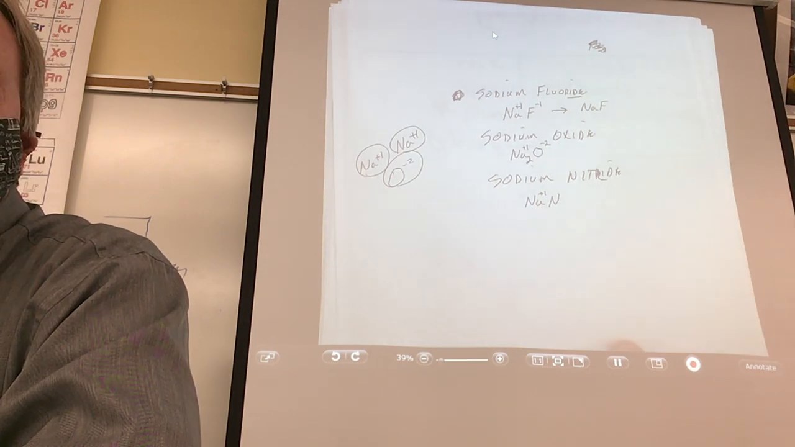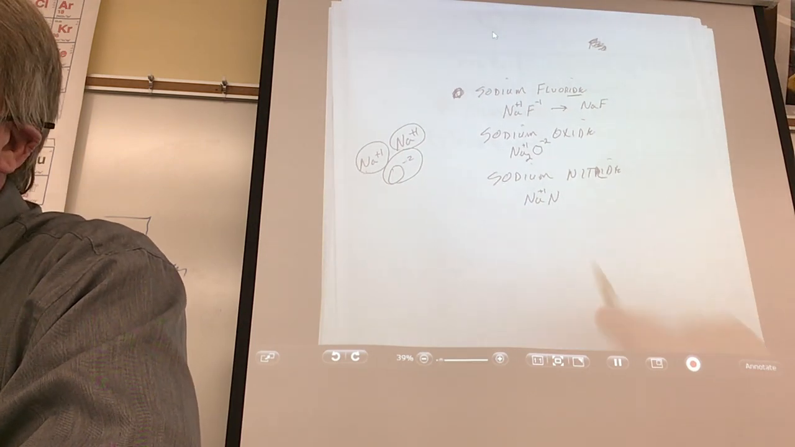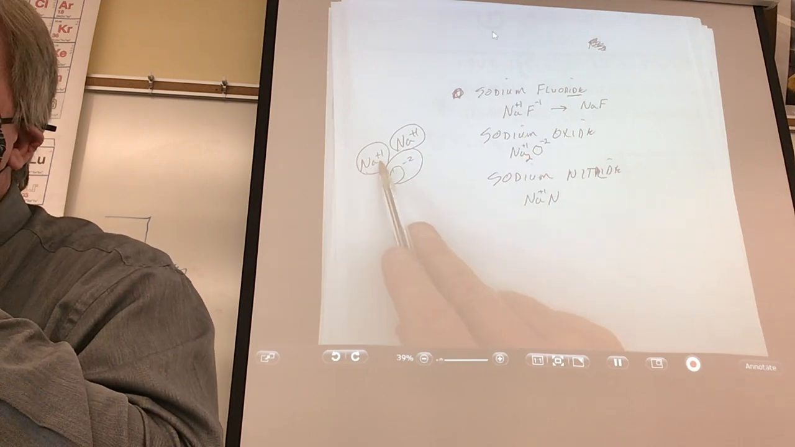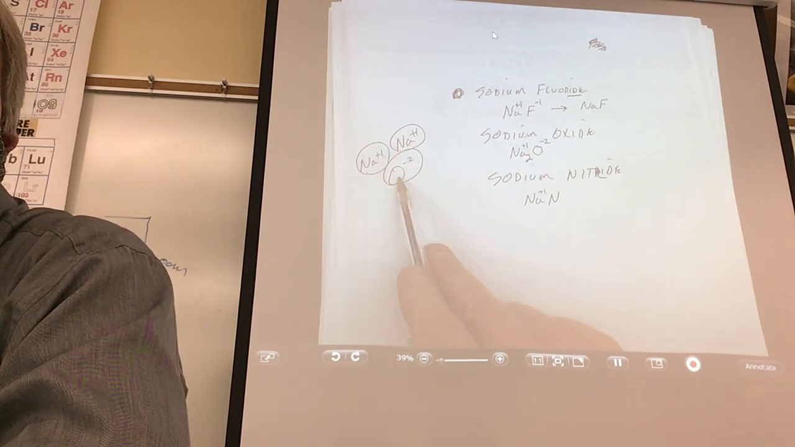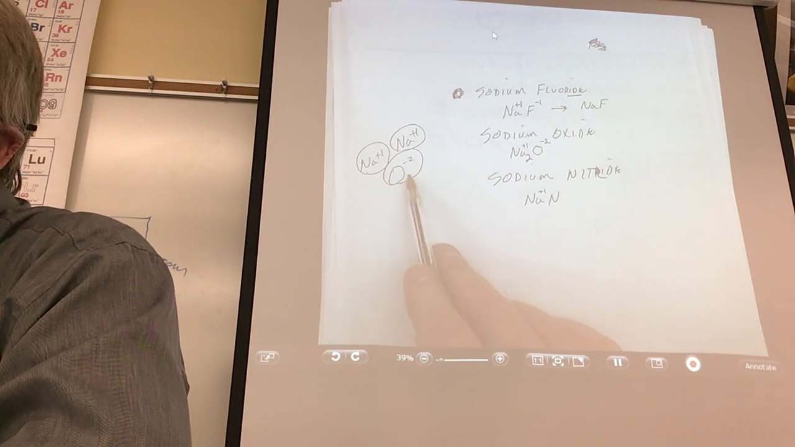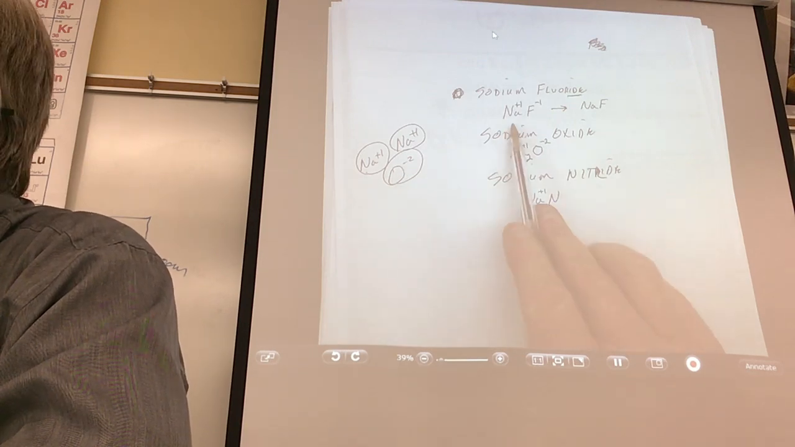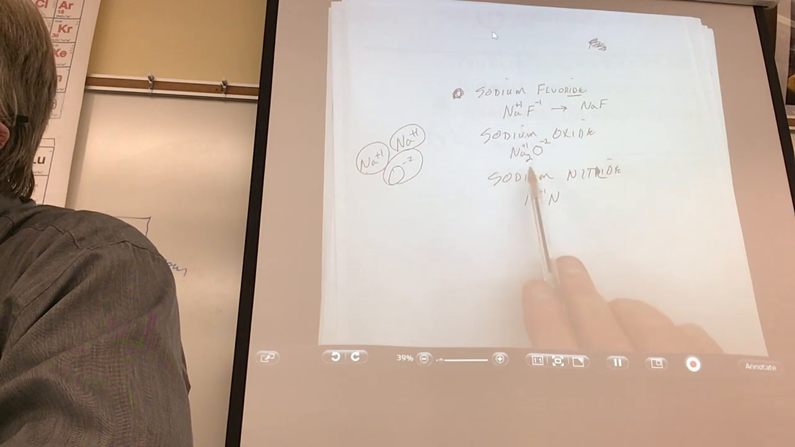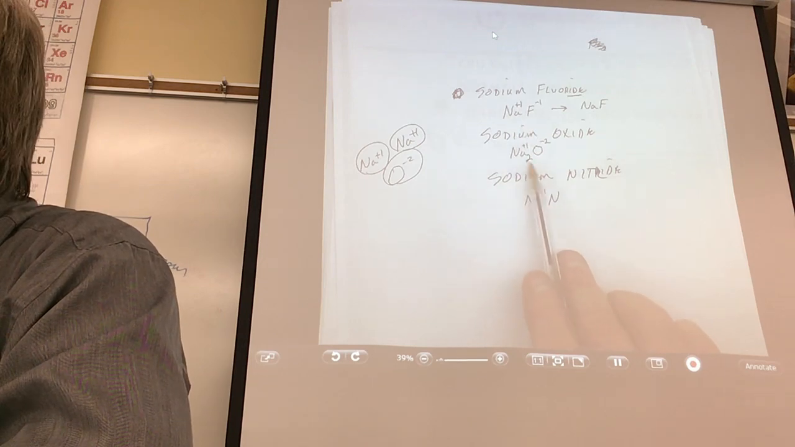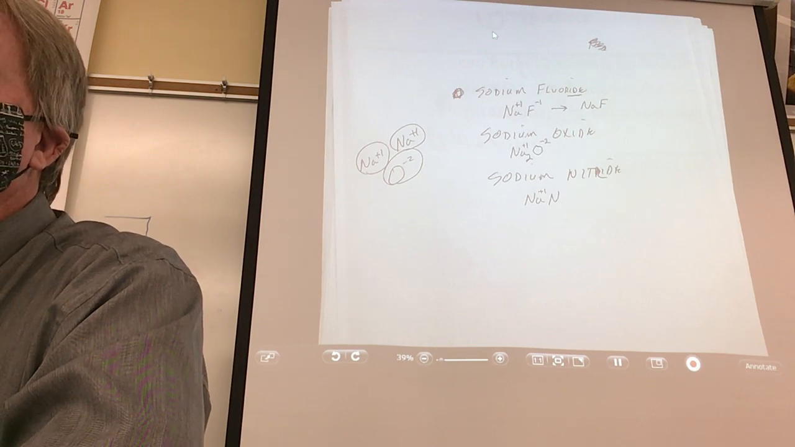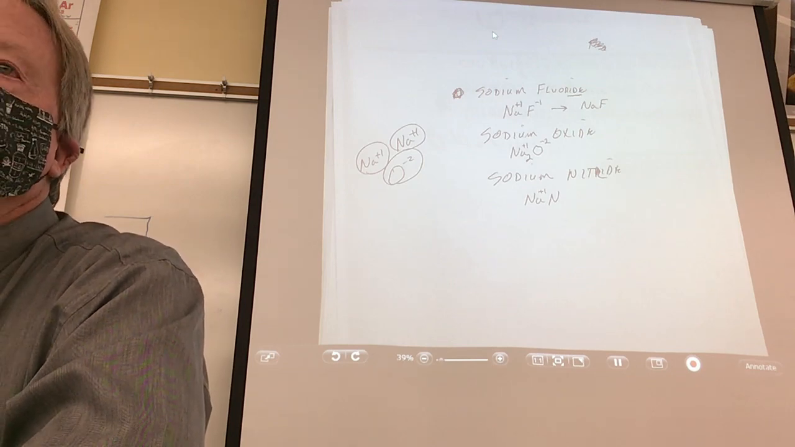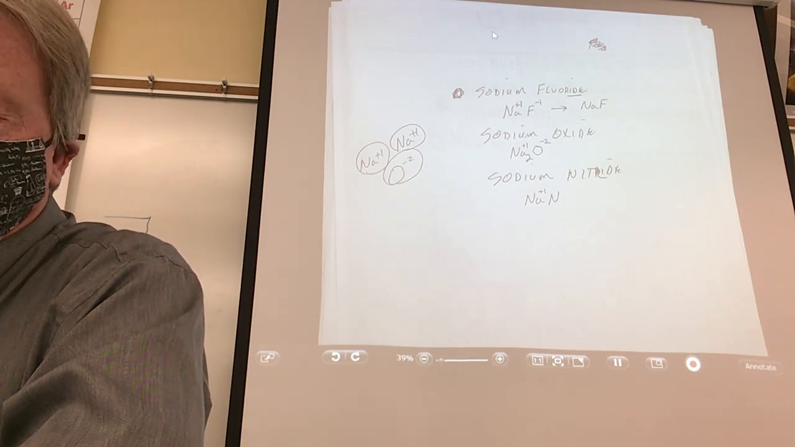I'm looking at your face again. Do you understand that by himself he was +1 and by himself he was -2? I have to have twice as many of these guys to counterbalance that, don't I? So the formula for sodium fluoride was 1 and 1. The formula for sodium oxide was 2 sodiums and 1 oxygen, Na2O. All right, you try the next one.